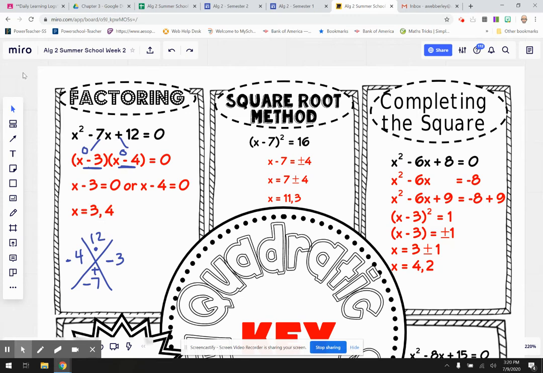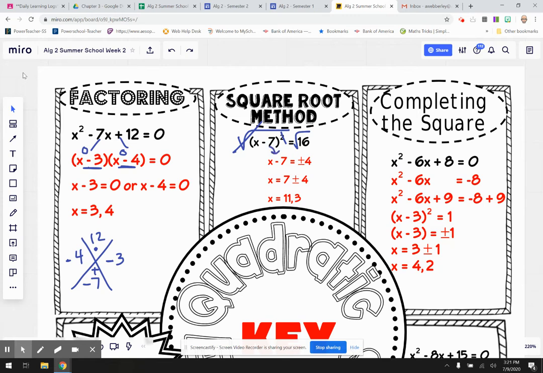The second kind on here is the square root method, where you simply have to get the little square by itself. The little square is on it by itself. There's nothing added or subtracted, there's just the square. So what you can do then is square root both sides, because the square root cancels out the square, and you'll have just the x minus 7 come out.